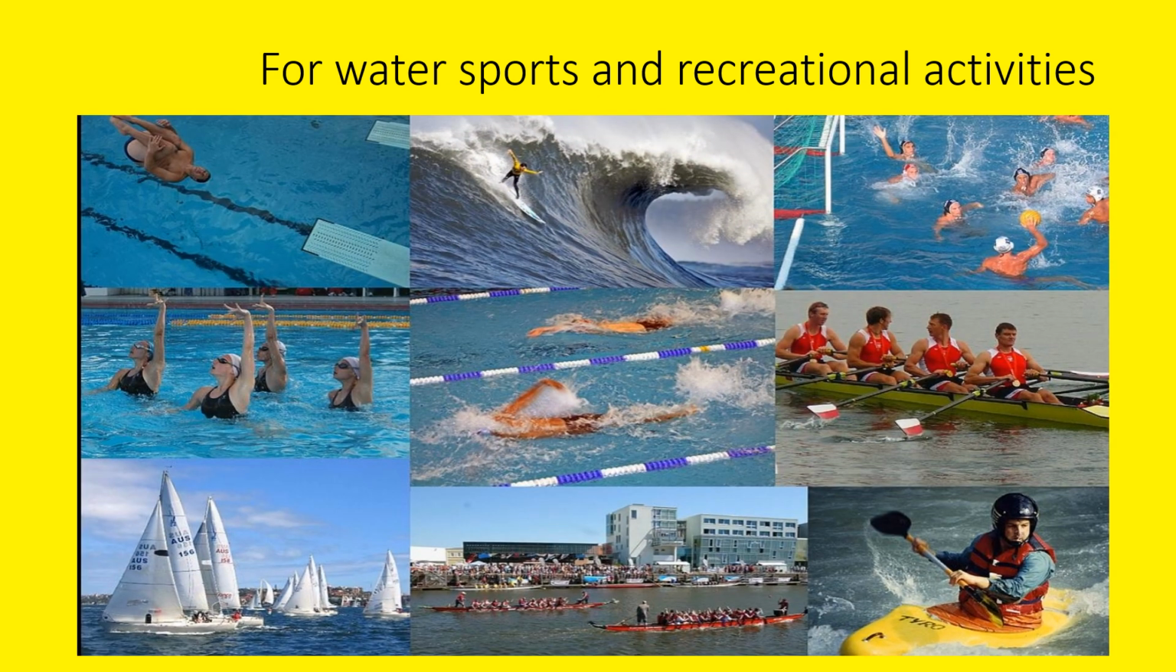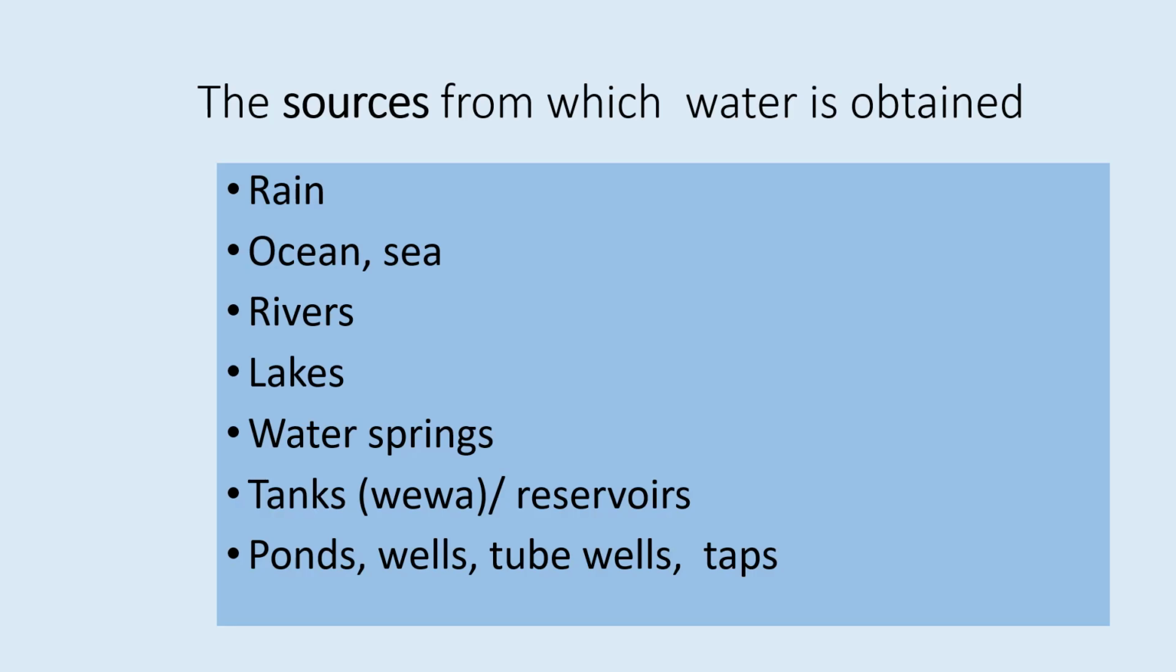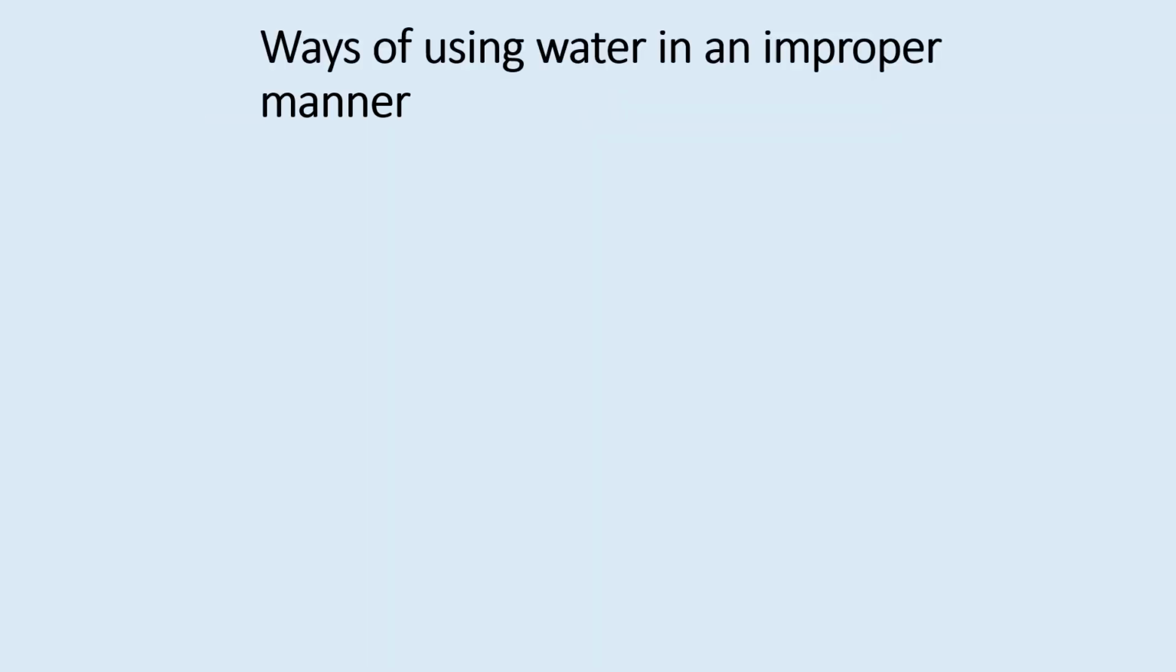There are so many water sports and recreational activities around the world. Diving, surfing, water polo, rowing, swimming, sailing and kayaking are only few of them. There are so many sources from which water is obtained. Rain, oceans, rivers, lakes, water springs, tanks, reservoirs, ponds, wells, tube wells and taps are some of them.